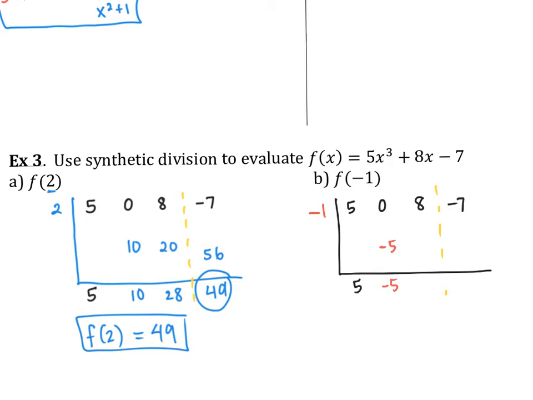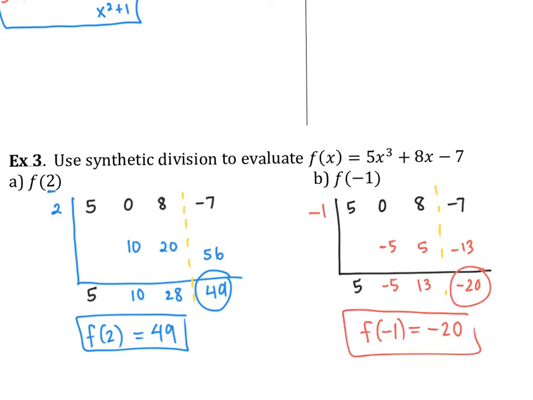Negative 1 times negative 5 is positive 5, 13. Negative 1 times 13 is negative 13. So I get negative 20 as my remainder. And remember, that's the same as if I were to evaluate f of negative 1, and I should get negative 20. Plug negative 1 in your head into the original function. Check, you should get negative 20.